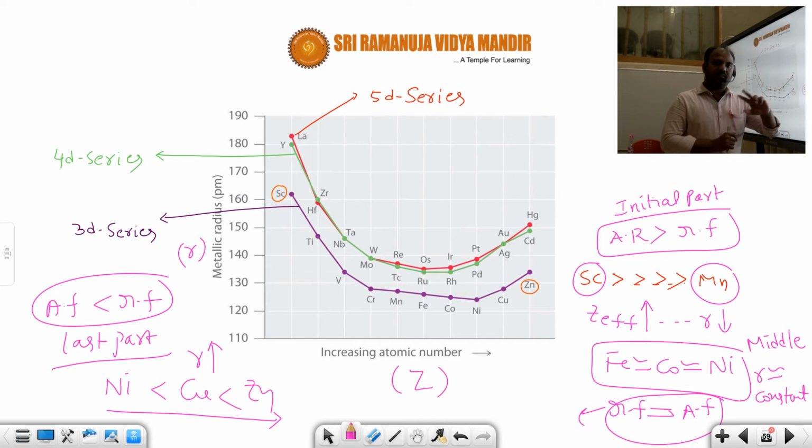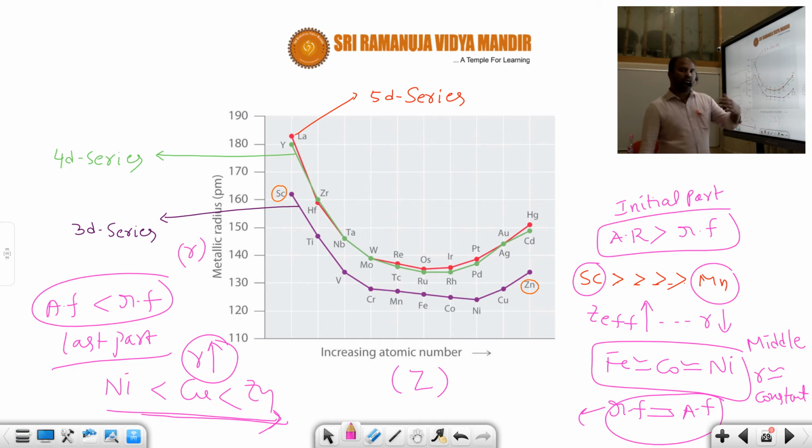Whenever inner electrons in the d subshell increase, between inner electrons and outermost electrons, what happens? Repulsive forces are more, distance increases. When the distance increases, obviously atomic radius increases. That's why from nickel, copper, zinc, atomic radius gradually increases. This is the important exception present in the 3d series.